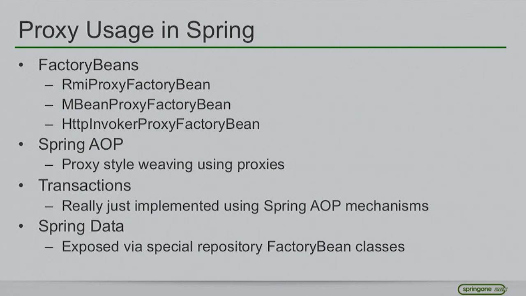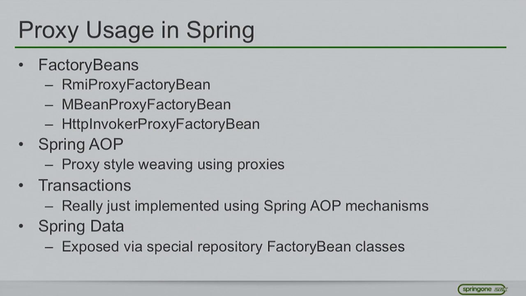Transactions, you guys are already making use of that because transactions actually make use of that proxy mechanism as well. And then one of the new ones, anybody using Spring Data? Okay, you guys are using that as well because that functionality exposes an actual implementation of a JPA repository or a Redis repository or something like that by way of these factory bean classes. So you declare an interface and somehow magically you have an implementation that knows how to go to your particular repository and fetch your data in the way you would expect. That's all done by way of a proxy. Okay, it's huge.